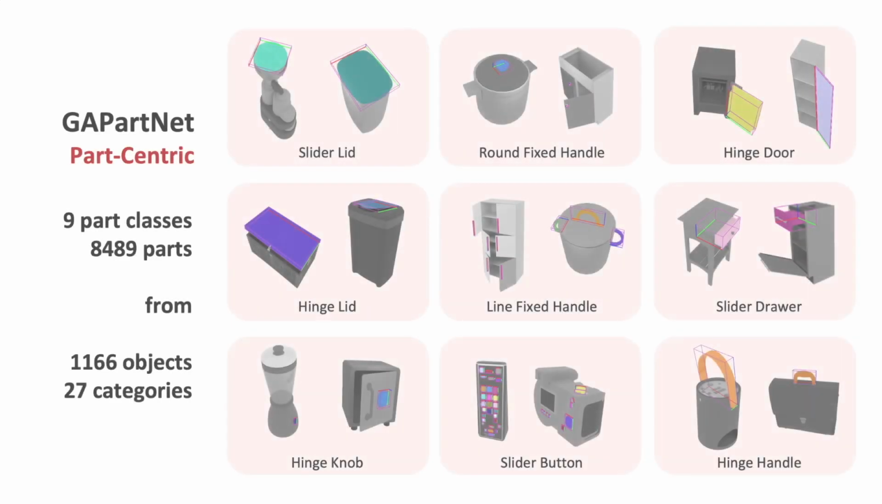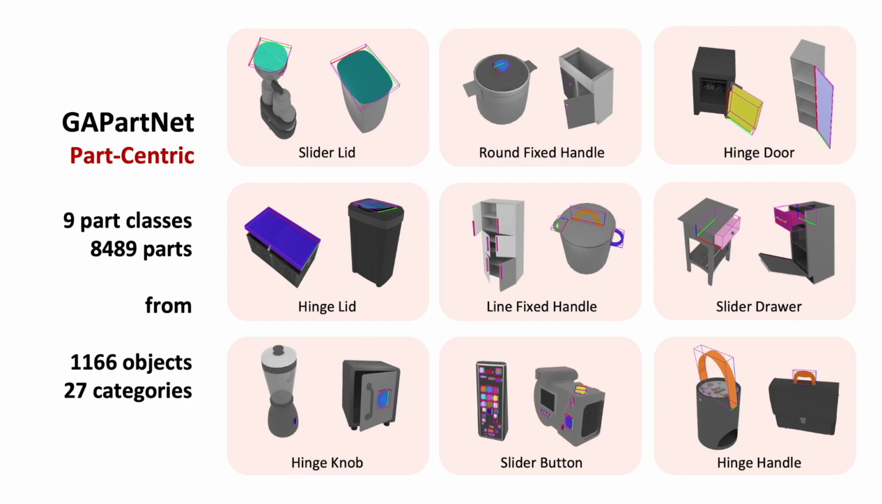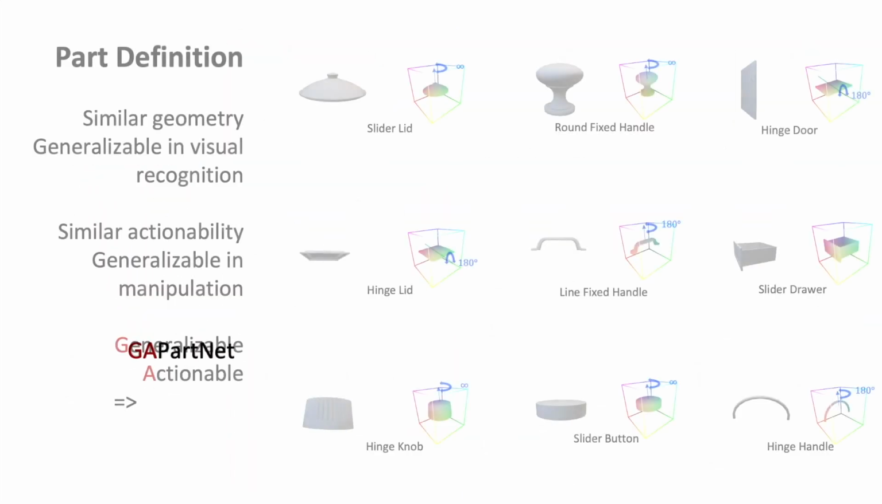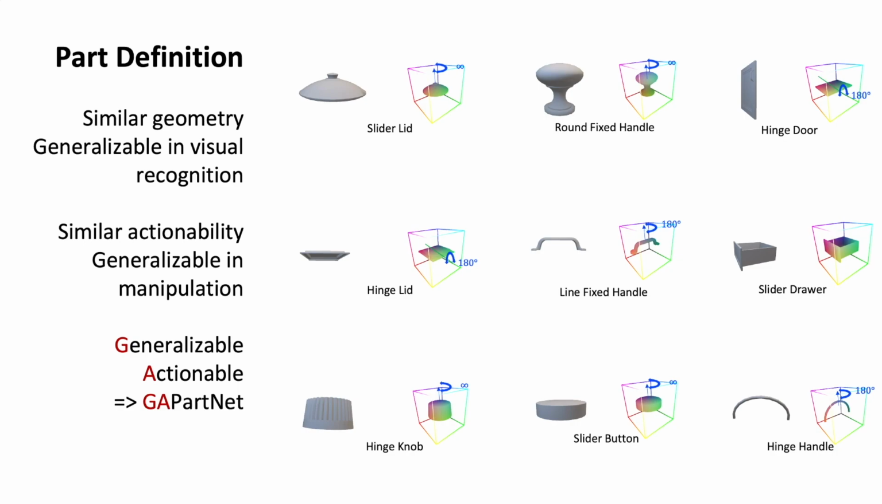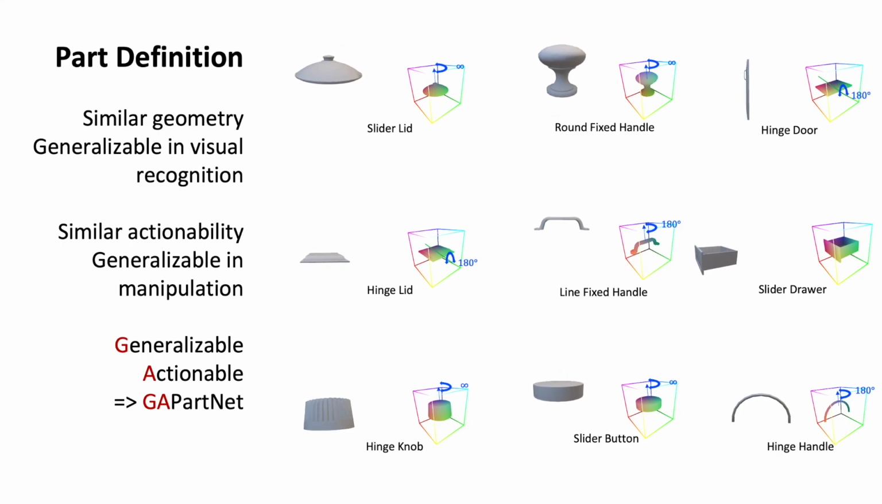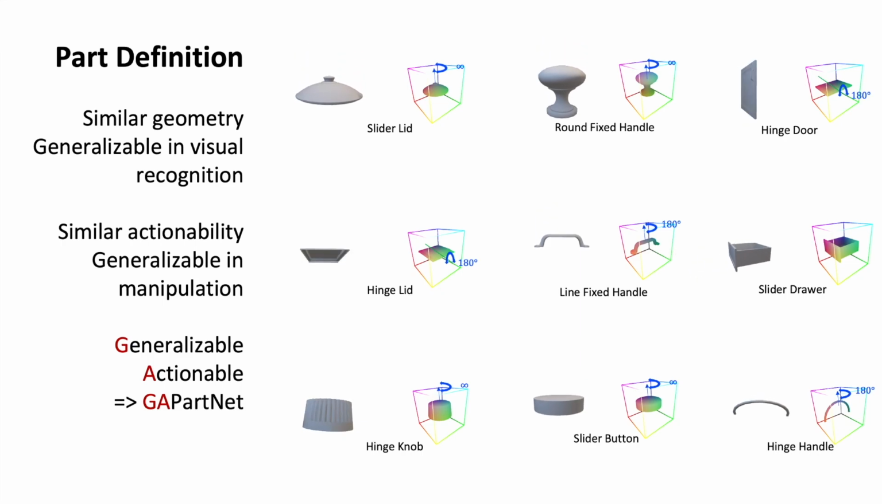To this end, we construct a large-scale part-centric interactive dataset, GAPartNet, with rich part-level annotation for both computer vision and interaction tasks. It has 9 common part classes, and provides semantic labels and pose annotations for more than 8,000 functional part instances on over 1,000 objects from 27 object categories. In GAPartNet, parts from the same part class share similar geometry, which allows generalizable visual recognition. They also have aligned actionability and can be manipulated in a similar way, which ensures minimal human effort when designing interaction guidance to achieve generalizable and robust manipulation policies.